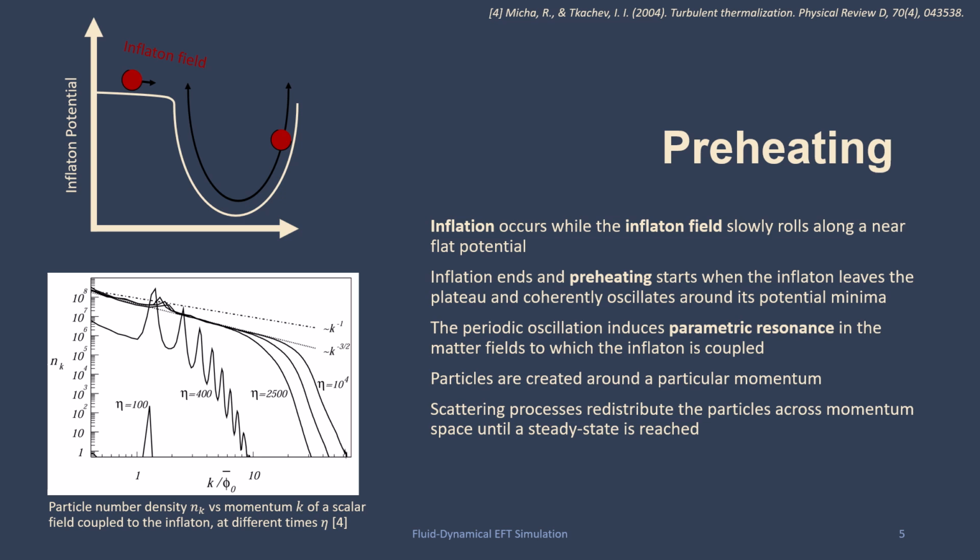This oscillation provides periodic forcing to the matter fields to which it's coupled, which results in an exponential amplification of the matter field excitations in a process known as parametric resonance. This amplification creates particles at particular momenta, which depend on the frequency and the amplitude at which the inflaton field oscillates. As more particles are created, the nonlinear scattering processes between them become increasingly relevant. So this excites particles at higher momenta, which changes the overall momentum distribution until a steady state is reached, be this a thermal distribution or a turbulent energy cascade.